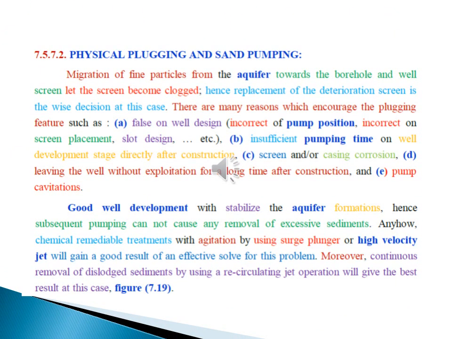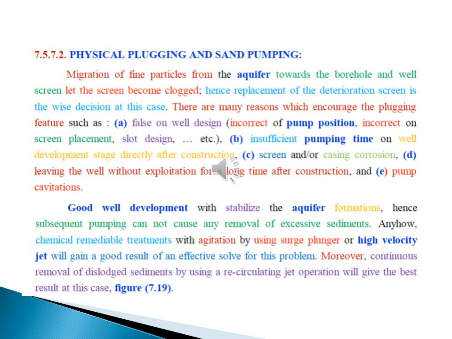Physical clogging and sand pumping. Migration of fine particles from the aquifer towards the borehole and well screen lets the screen become clogged. Hence, replacement of the saturated screen is a wise decision in this case. There are many reasons which encourage the clogging feature, such as faults in well design, insufficient pumping time in the well development stage directly after construction, screen and or casing corrosion, leaving the well without exploitation for a long time after construction, and pump repetition.